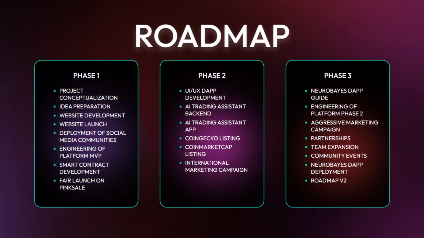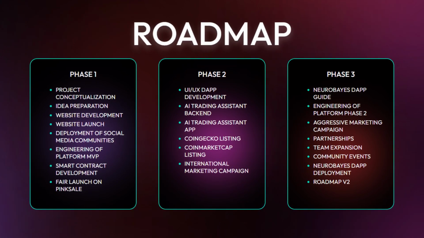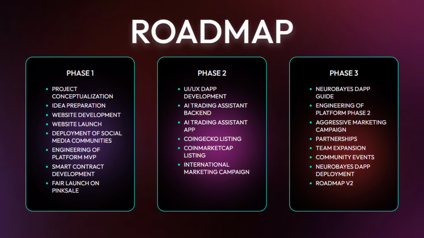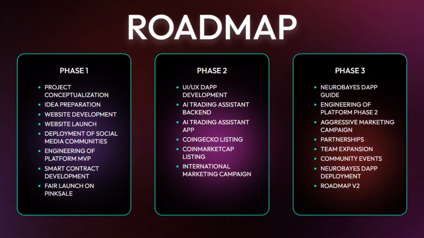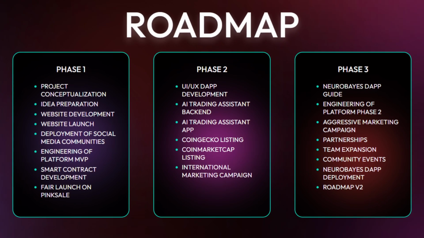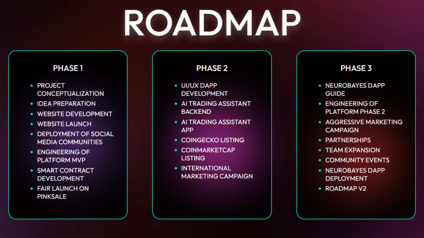In phase three, a Neurobayes dApp guide will be created. The platform will be further engineered, aggressive marketing campaigns will continue, and partnerships will be formed. The team will expand, and community events will be held. Finally, the Neurobayes dApp will be deployed, and a roadmap V2 will be created.